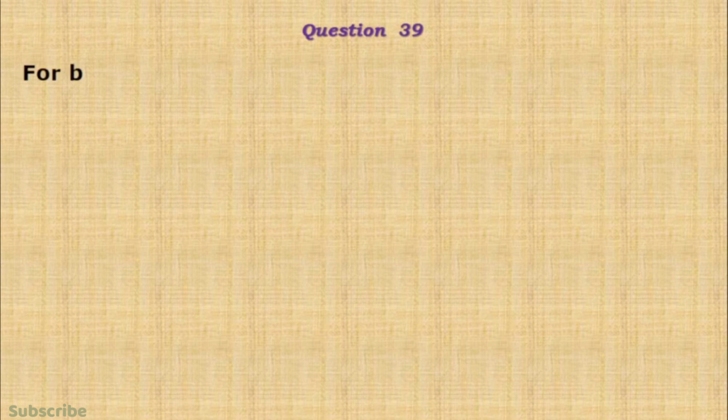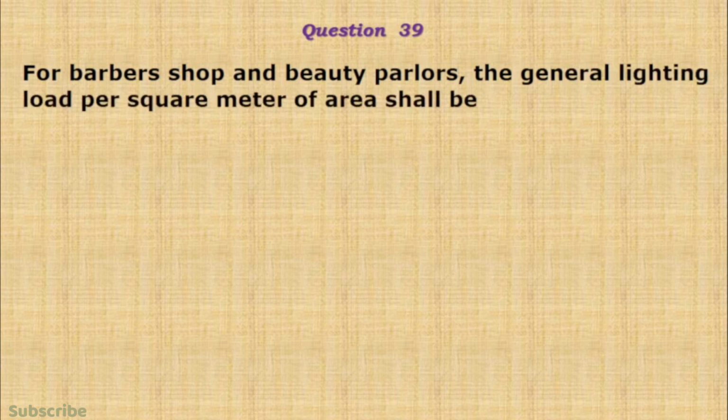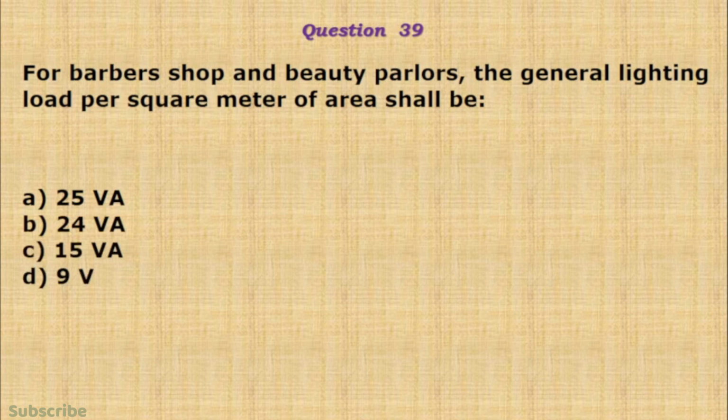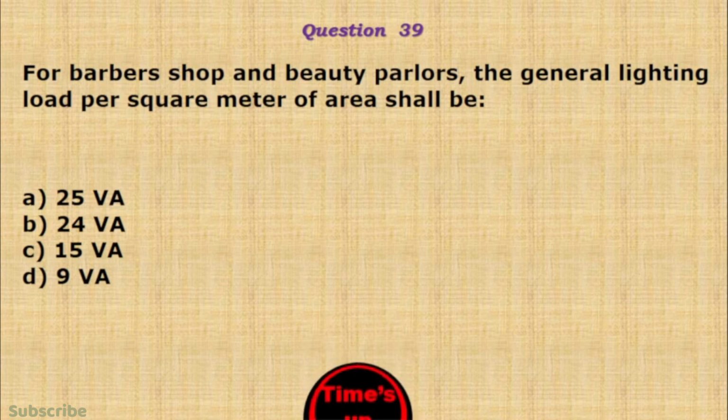Question number 39. For barbers' shop and beauty parlors, the general lighting load per square meter of area shall be A. 25 volt amperes. B. 24 volt amperes. C. 15 volt amperes. D. 9 volt amperes. The correct answer is letter B, 24 volt amperes.